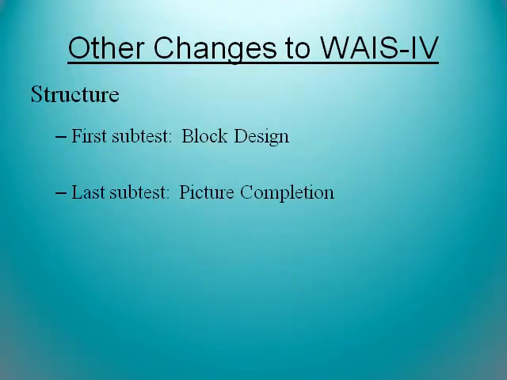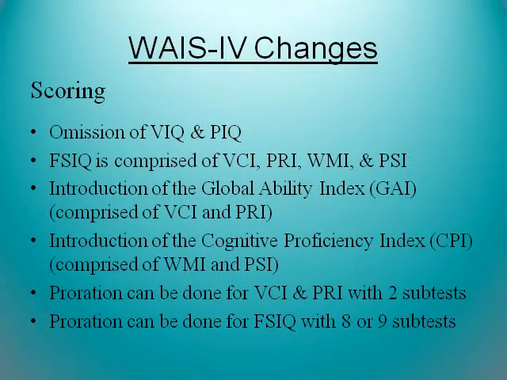The first subtest, another change to the WAIS, is that it starts with Block Design. The last subtest is now Picture Completion, and that's optional. Other WAIS changes are the scoring. The Global Ability Index is something that I actually wasn't necessarily trained with. I had to learn it on my own, and it's a great way of looking at someone's abilities if the full scale IQ is not a good measure of their overall abilities.